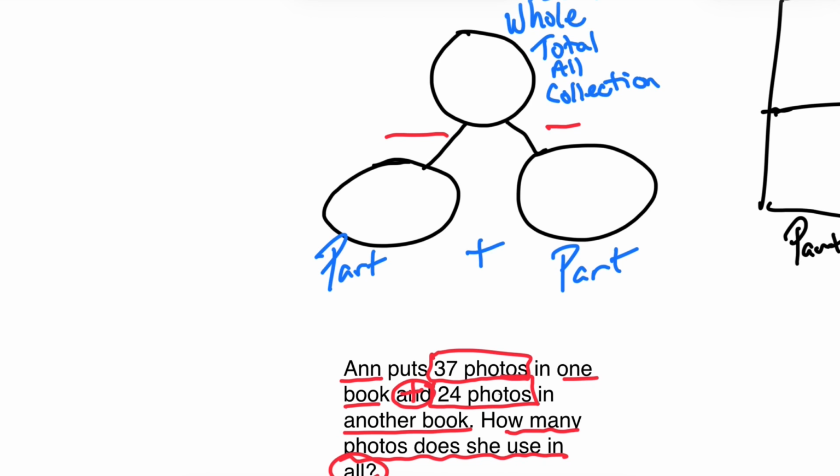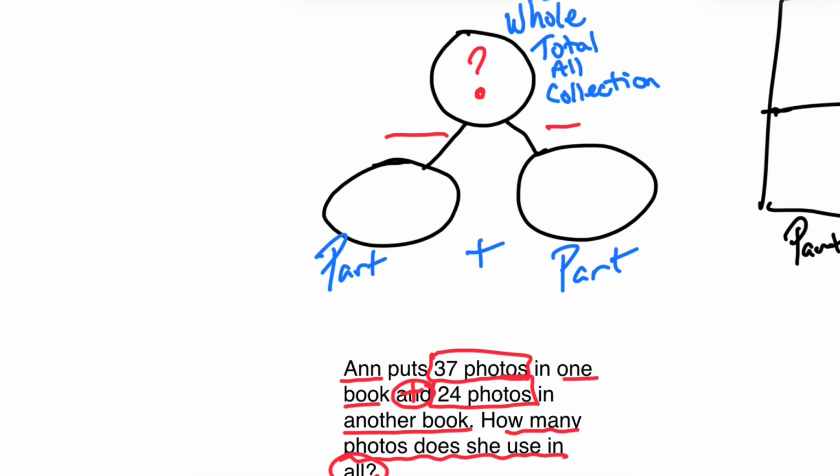Well, let's take a look at our number bond. Anne has 37 photos in one book. So that means that one part of the story has 37. And 24 in another book. That means another part of the story has another number. A keyword here is in all. In all is also a keyword for total. So we have a question mark next to in all, which means that we do not know. So we have to put a question mark in our total or whole section.